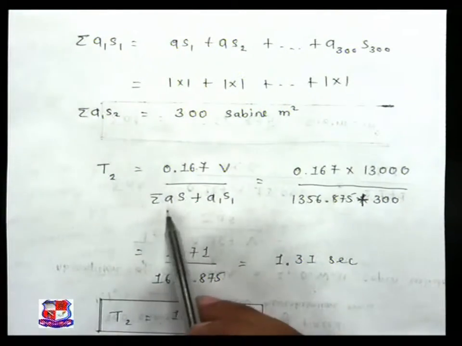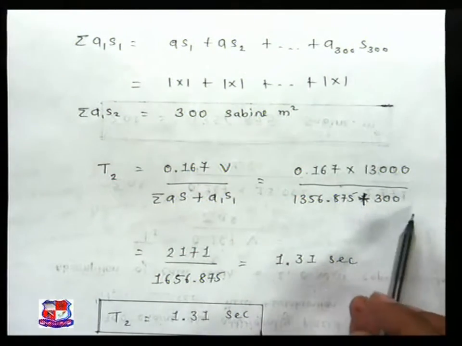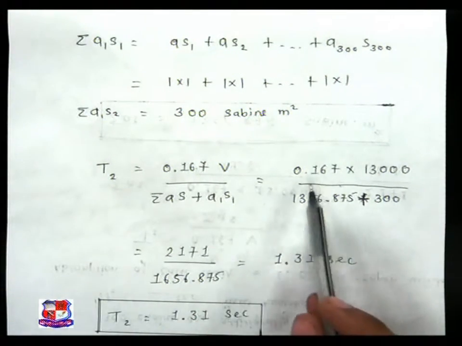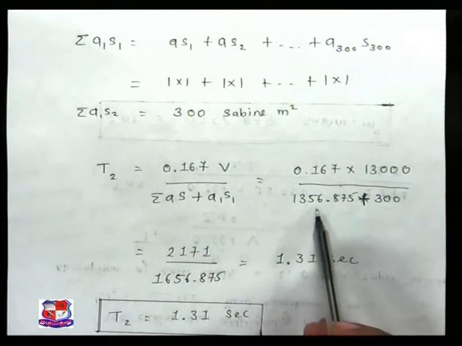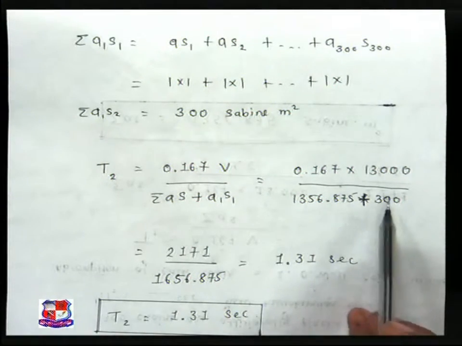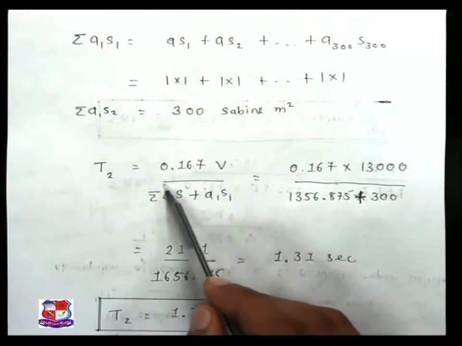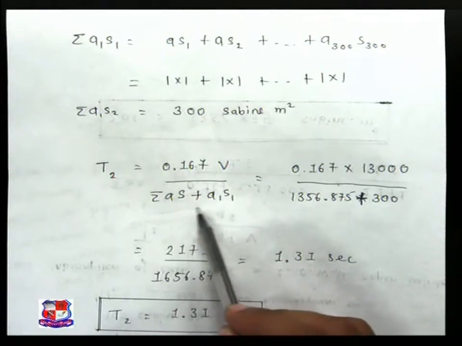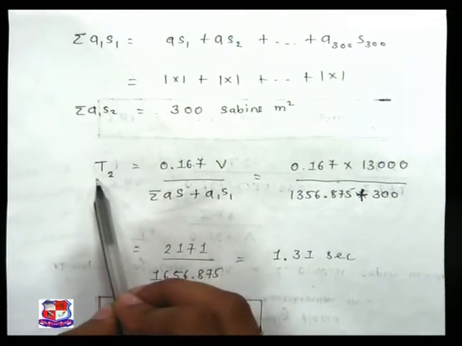So in this equation we calculated the summation of AS, and we are adding A1 S1, that is 300. So by substituting into the equation, 0.167 multiplied by 13,000 meter cube divided by 1356.875 plus 300. So in the denominator, if this absorption increases, this reverberation time will decrease.